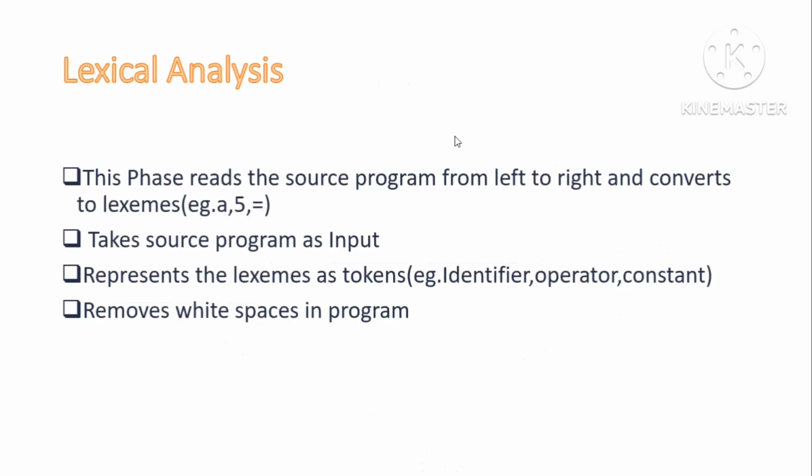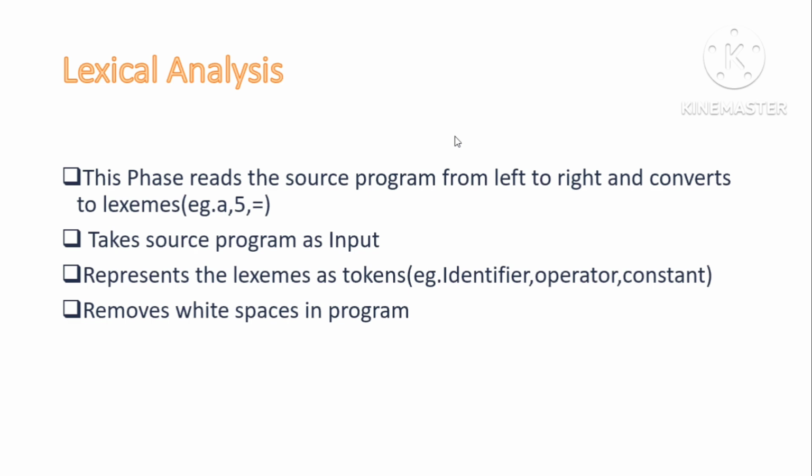Now we start with what is meant by lexical analysis. This is the first phase of the compiler, which reads the source program from left to right and converts it into lexemes. Lexemes are elements where we can have a variable, a constant, or an operator. All these are called lexemes.